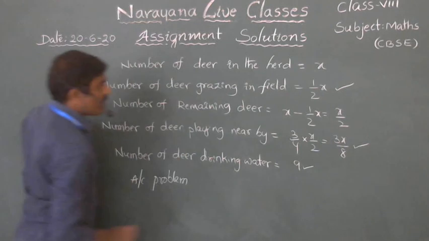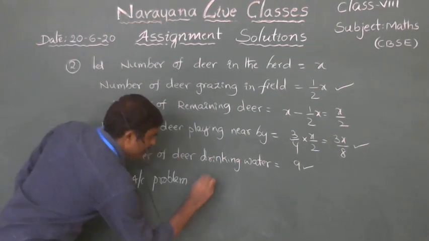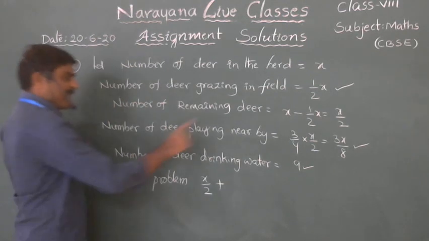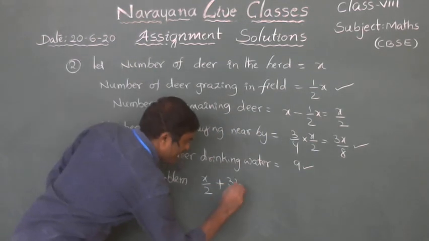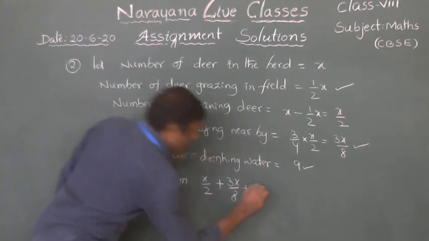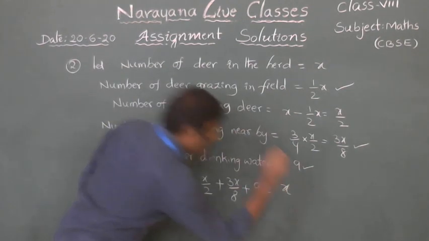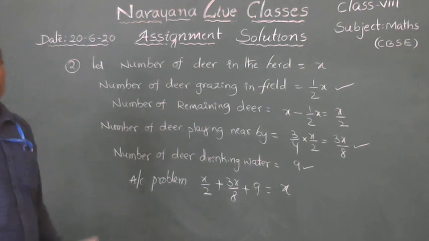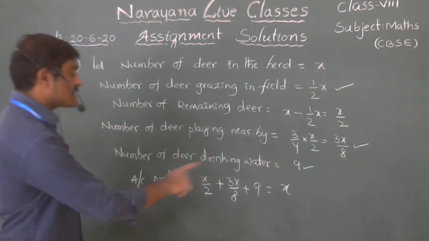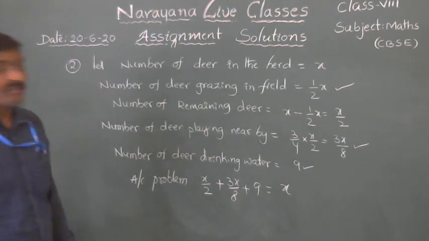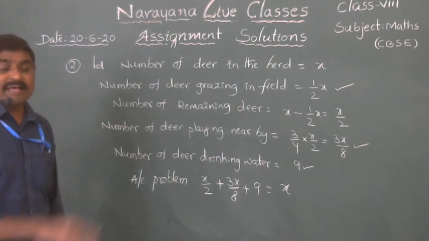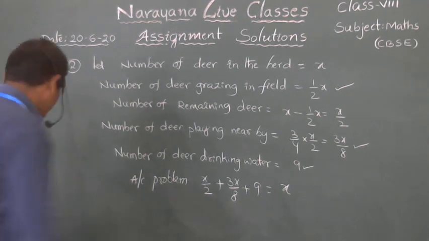1 by 2 x, half of the herd grazing, x by 2, plus playing nearby 3x by 8, plus drinking water, 9 deer. That is equal to the total number of deer. So I got a linear equation in one variable, but this linear equation has the variable on both sides. So let us try to solve and simplify, and we will get the x value. So let us simplify this one.